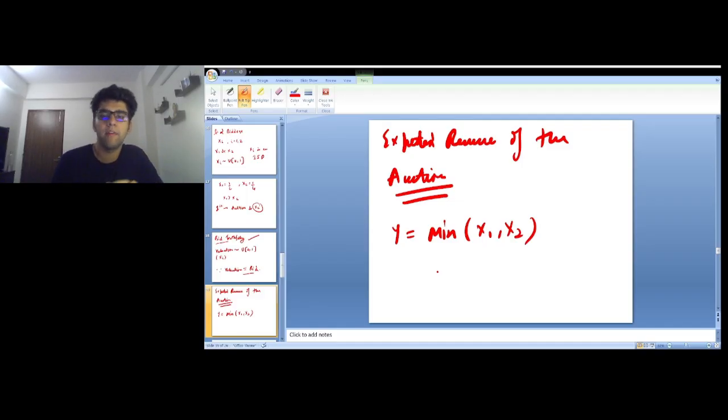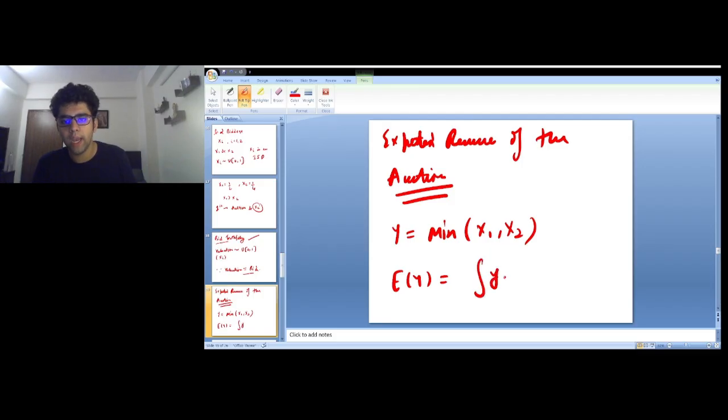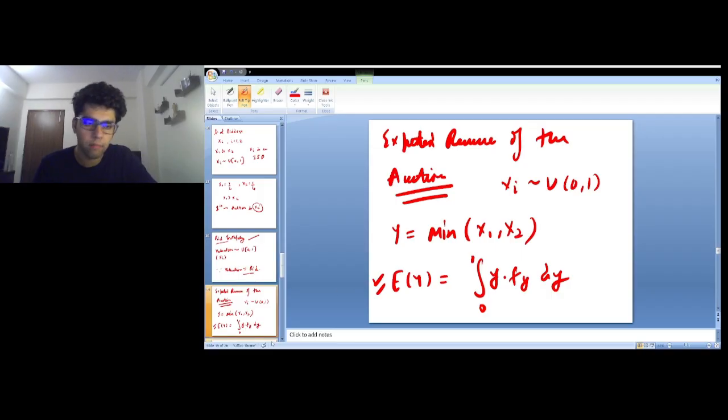Now finding the expected value. We need to find E of y, the expected revenue of the auction. So this will become the integral of y times f of y dy, and the xi's are uniformly distributed from 0 to 1. Therefore we need to find E of y equals the integral from 0 to 1 of y f of y dy, right? This question was a little bit different but very easy. I just wanted to explain it again and again. I hope you got the point.